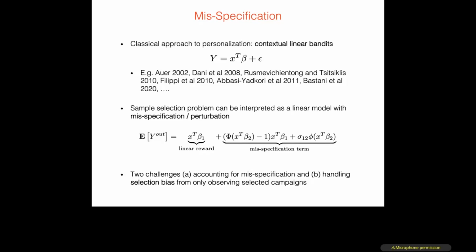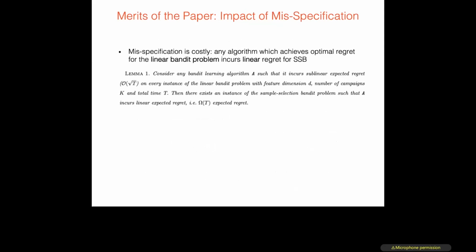The first is, how do you account for this misspecification? Do you need a different algorithm? And if you do, how does this algorithm handle the selection bias that comes from the fact that I'm only going to observe the campaigns that have been clicked on? I'm going to deal with some kind of censoring. I think there are two particular merits I want to single out. Something you already talked about, the first merit, is that you show this misspecification is actually costly.